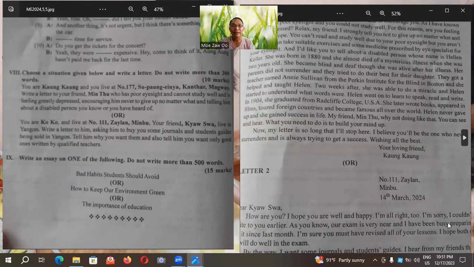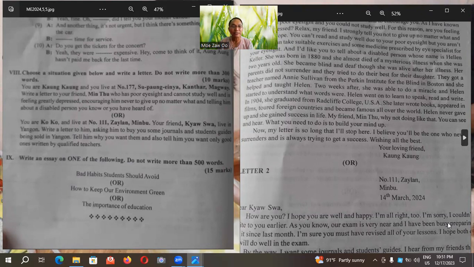They got a teacher named Annie Sullivan from Perkins Institute for the Blind in Boston, and she helped and taught Helen. Two weeks after, she was able to do a miracle, and Helen started to understand what words were.